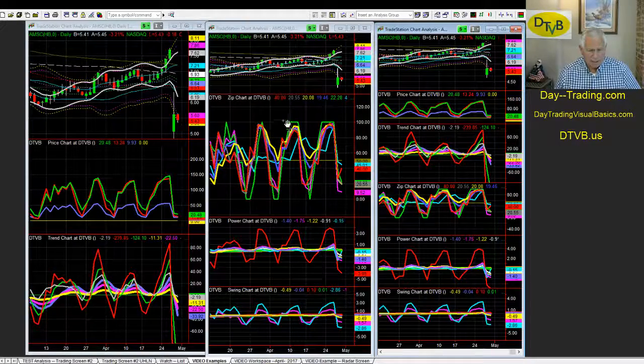All three charts are daily charts. The middle chart has the zip chart, the power chart, and the swing chart. And the left chart has the price chart and the trend chart. I do this for video clarity because sometimes it's hard to see things on the video.